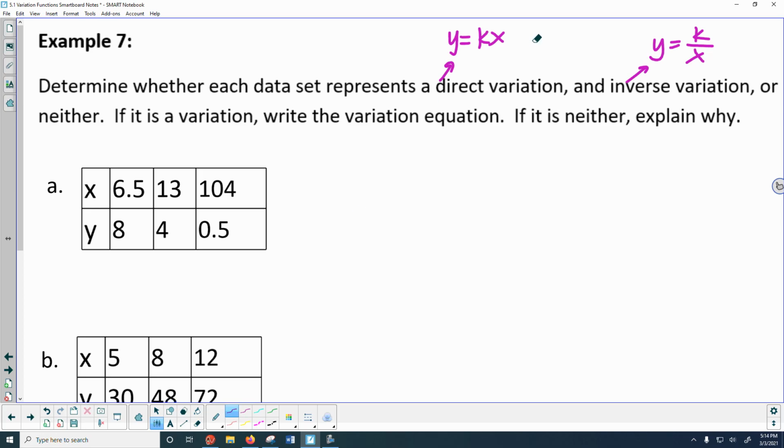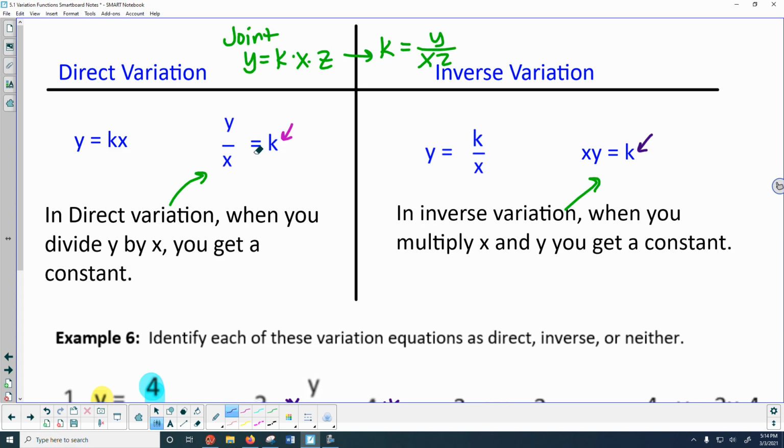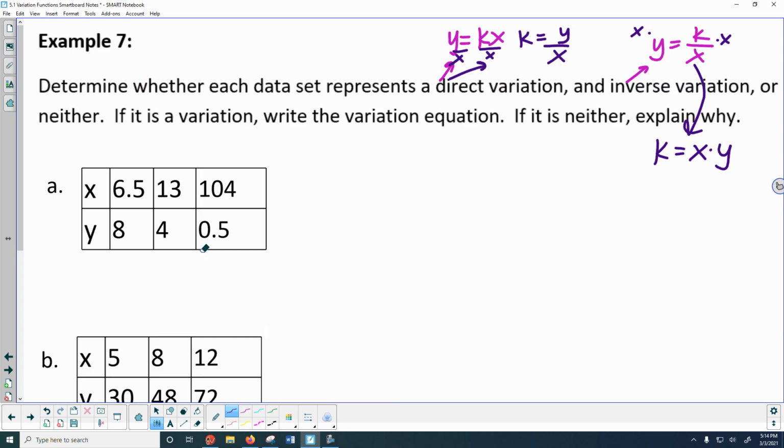Okay, that's the general pattern, but in all of these we know x and y. So if we're finding direct, we're hoping that every time we solve for k, we're getting the same y over x for every ordered pair. If it's inverse, when you solve for k, every x times y is the same. To solve for k in direct, it's really a division. To solve for k in inverse, it's really a multiplication. So we're just going to see which pattern these ordered pairs fit.